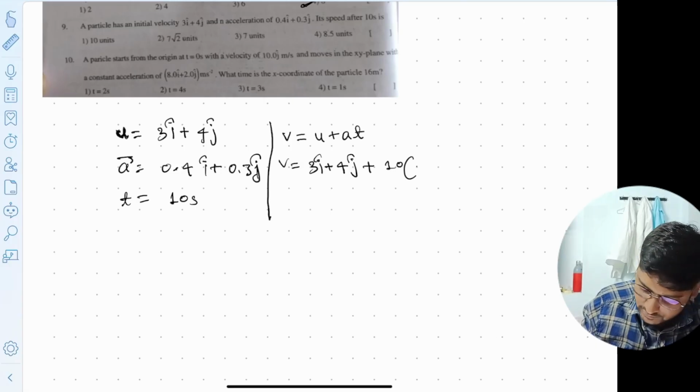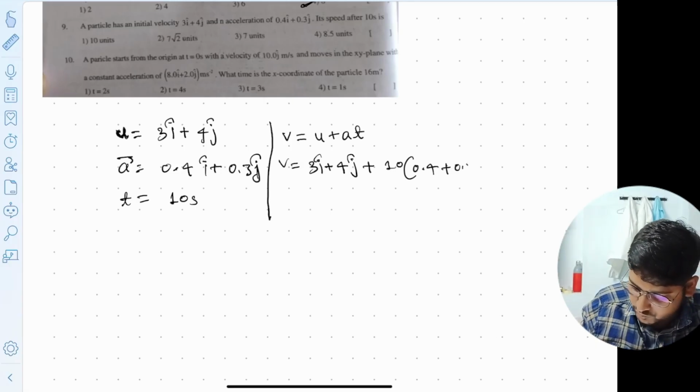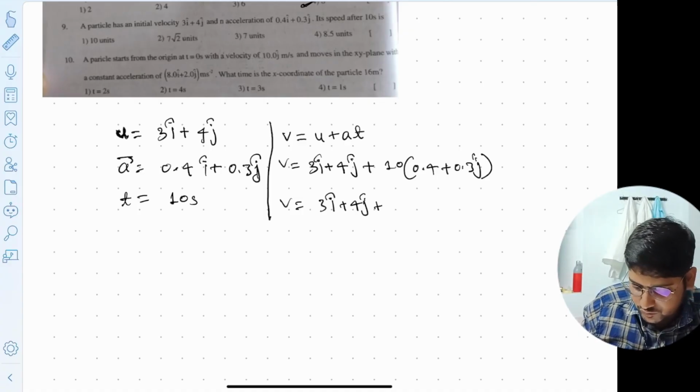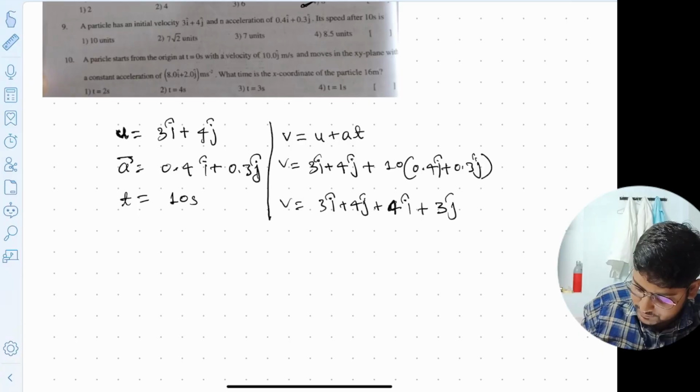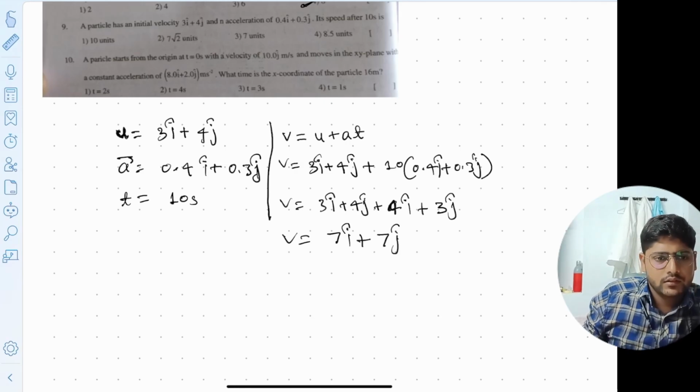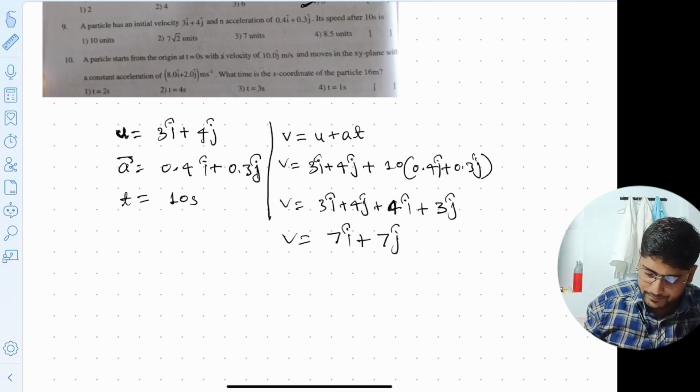What is the acceleration vector? 0.4 i cap plus 0.3 j cap. Then final velocity v equals 3 i cap plus 4 j cap plus 10 into 0.4, which equals 4 i cap, plus 10 into 0.3, 3 j cap. Then the velocity vector: we add 3 i cap plus 4 i cap equals 7 i cap, plus 4 j cap plus 3 j cap equals 7 j cap. We got velocity vector equals 7 i cap plus 7 j cap.